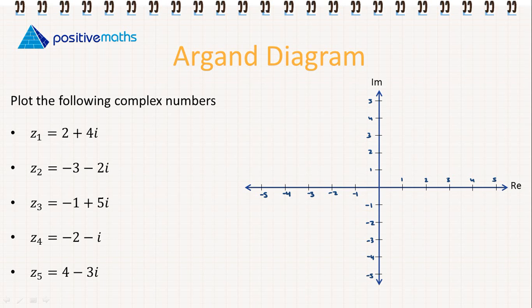So Z1, 2 on the real axis, 4 on the imaginary axis. So that's going to be my Z1. Z2, minus 3 minus 2i. So that's minus 3 on the real, minus 2 on the imaginary axis.